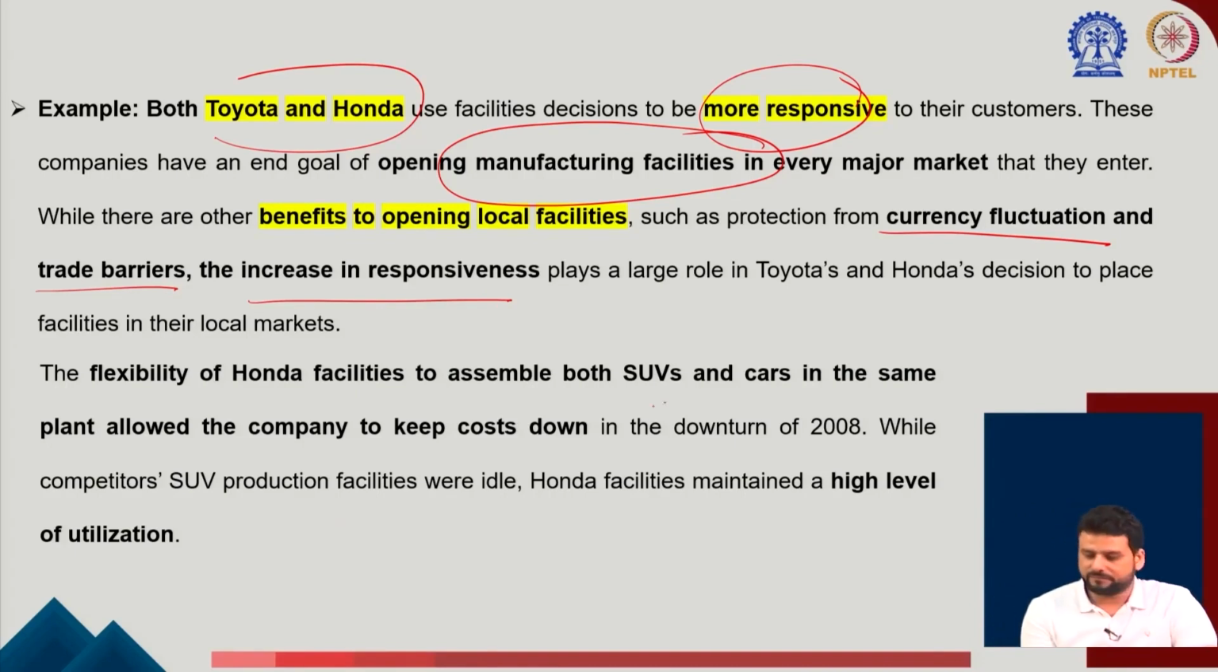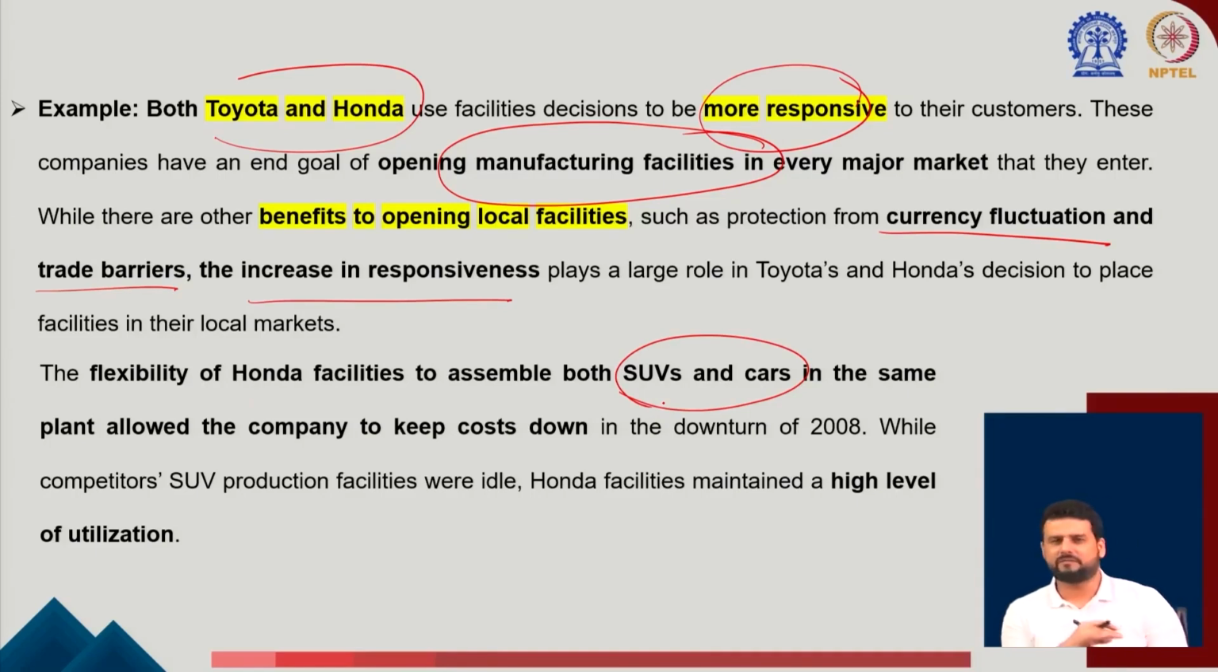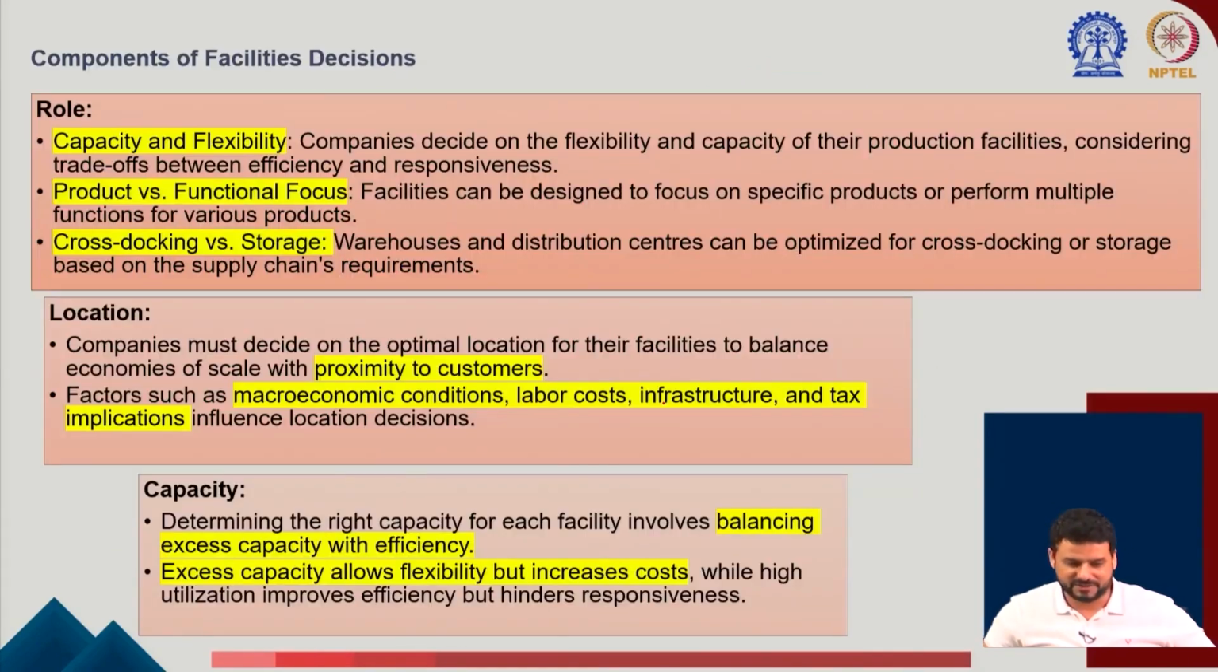The other best part of this Honda facility is they are manufacturing SUVs and normal cars, sedans, in the same manufacturing unit. So this ensures high utilization of those manufacturing facilities, right. So this is the best example of how they are managing their facilities.